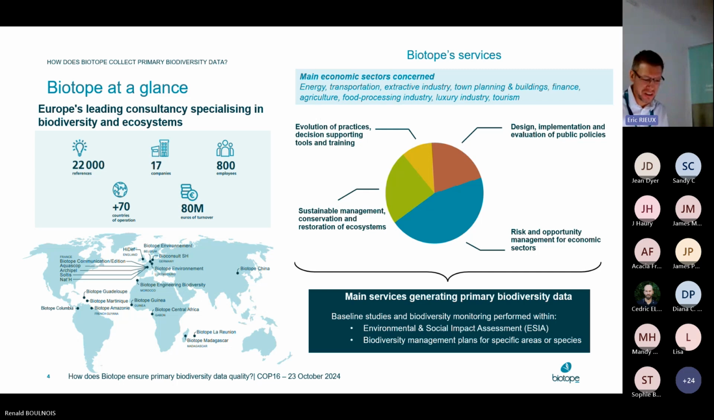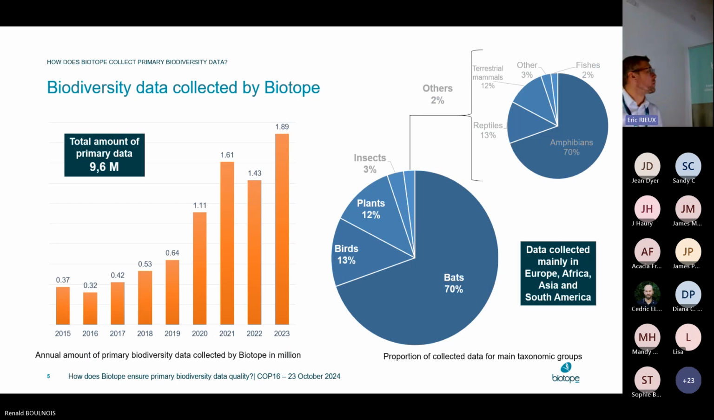BIOTOPE services are divided into different categories. First, risk and opportunity management for economic sectors. This is one of the main sectors where we gather data directly from the field. Also sustainable management, conservation, and restoration of ecosystems. We also gather a lot of field data from these activities. Then we provide support to our clients in the design of their policies, or in the evolution of their practices and corporate strategies, as an example.